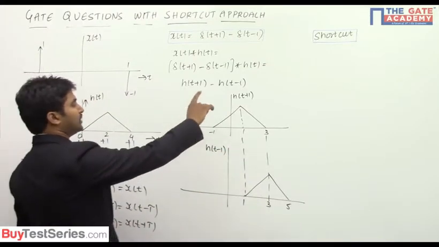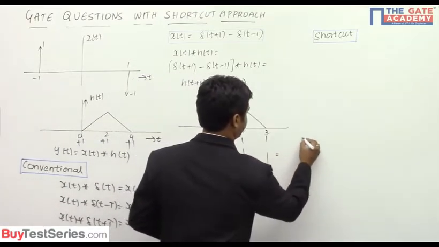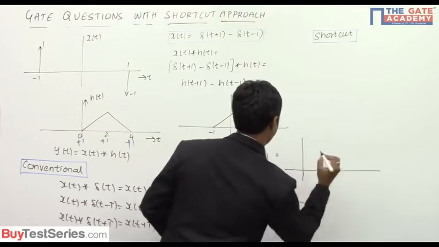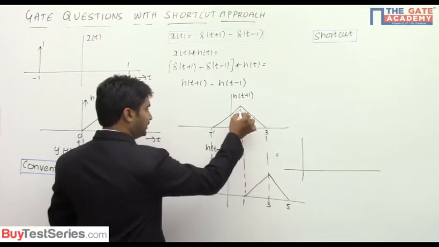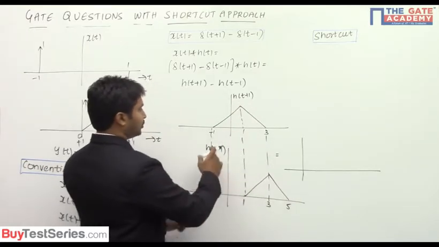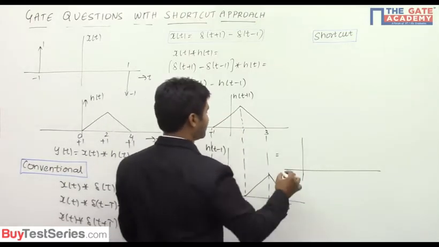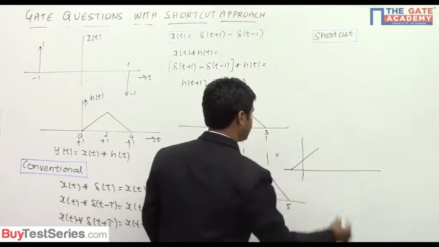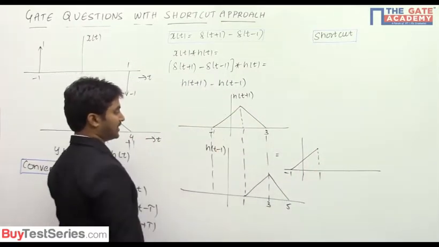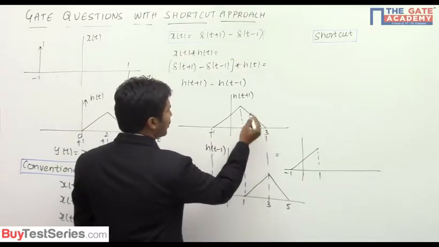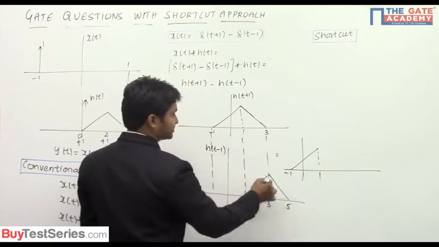So h(t+1) - h(t-1) is equal to what? If you observe from -1 to 1, you have just a straight line at the top, at value 1. So from -1 to 1, you have the same straight line. From 1 to 3, you have a line with a negative slope, and here you have the slope which is positive.